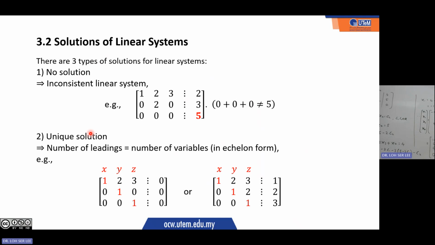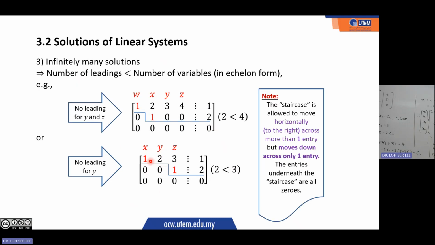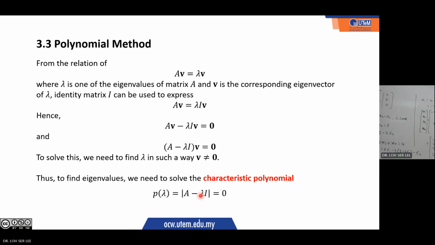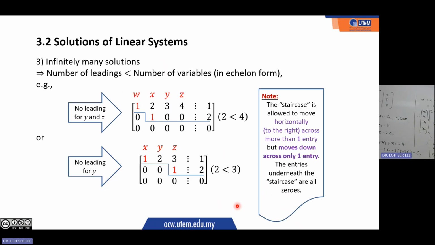And you can't get something like this. If you have something like this, you have only a unique solution. For this kind of case, if you find the determinant, what is the determinant? Zero. It must be zero. So that's why the determinant of this must be zero. We want to find the V which is non-zero.